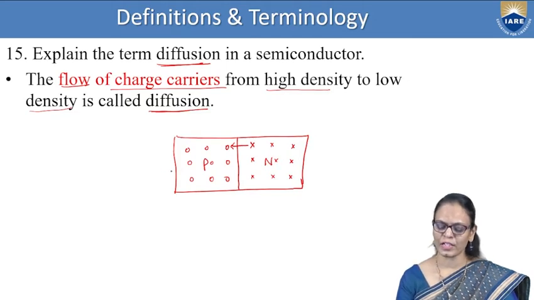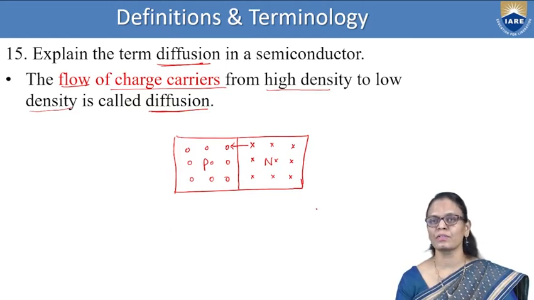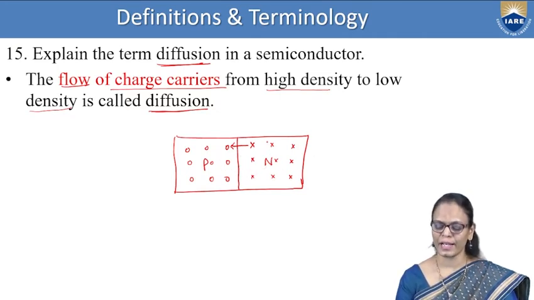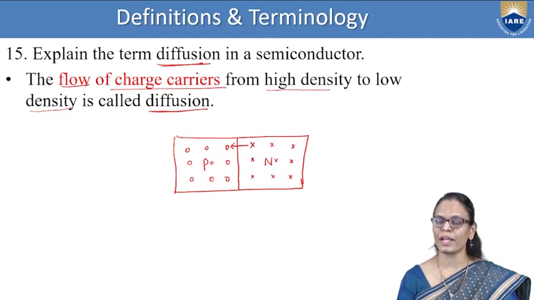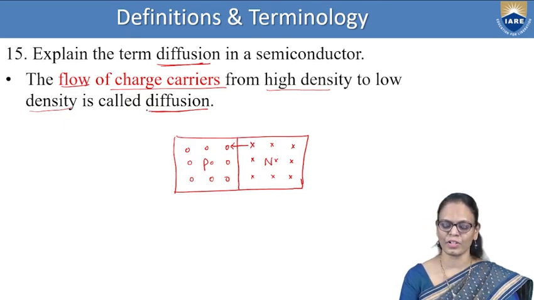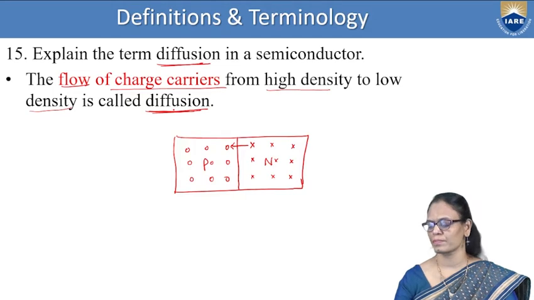So when we are connecting p to the positive and n to the negative, there is this movement of electrons and holes. So I can also say that electrons are the majority carriers here and holes are the majority carriers here. There is always a movement of charges from higher density to lower density and we call it diffusion.